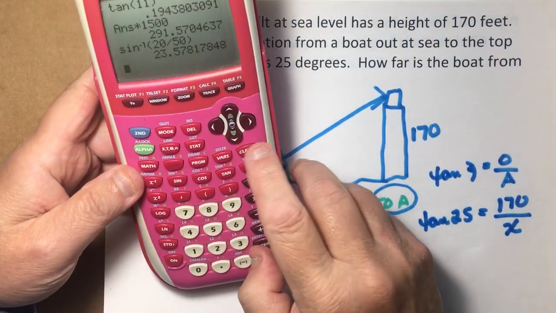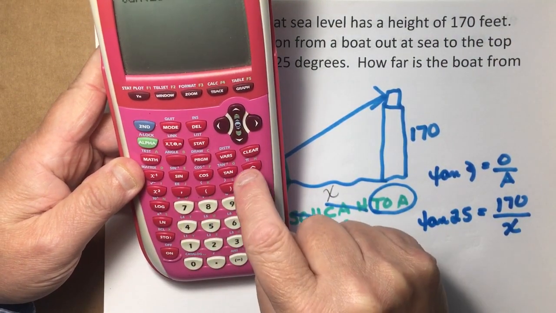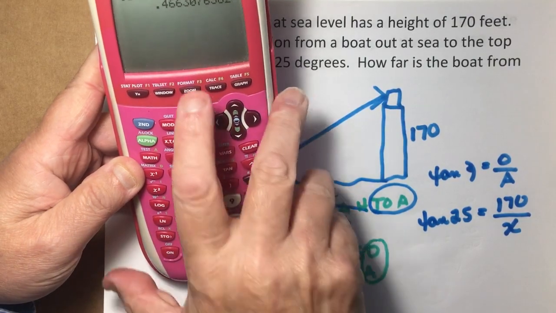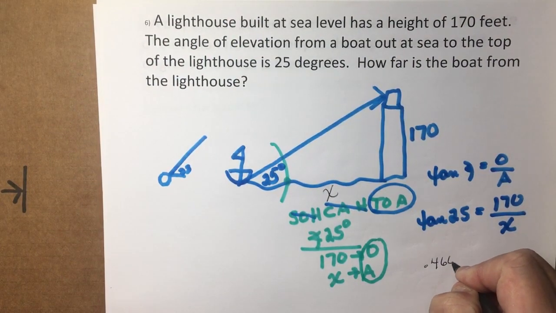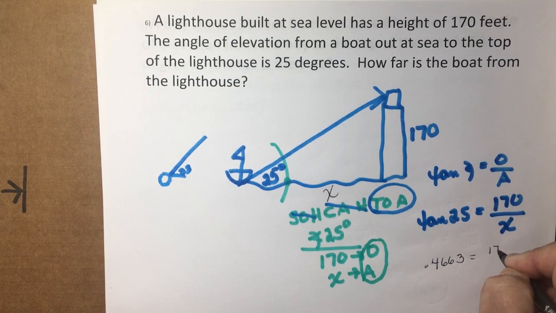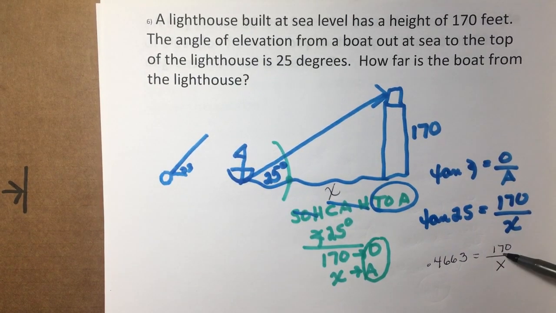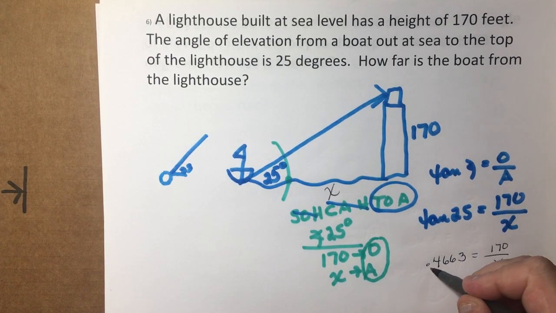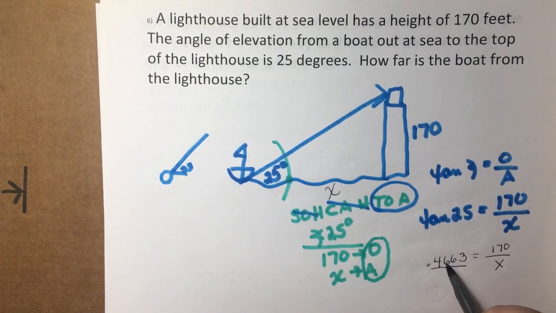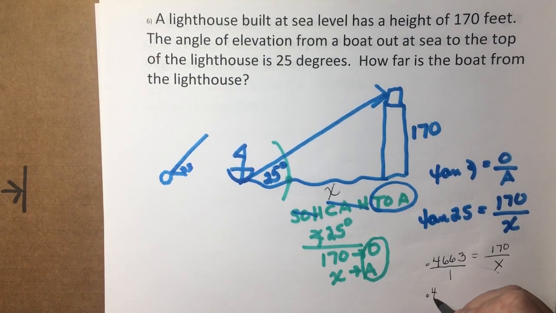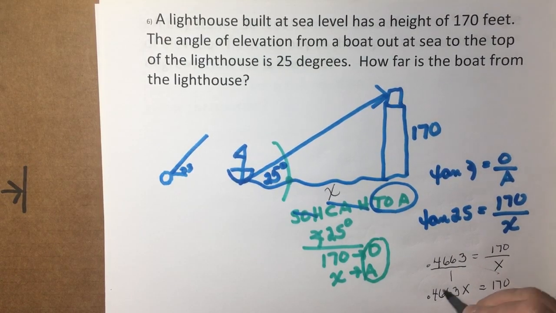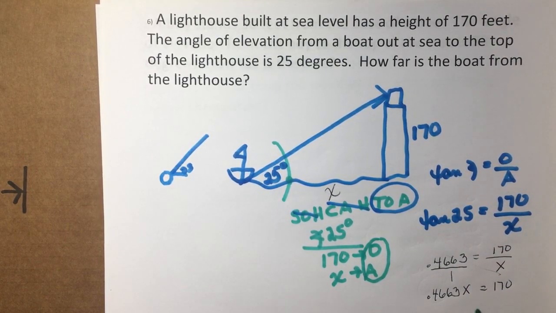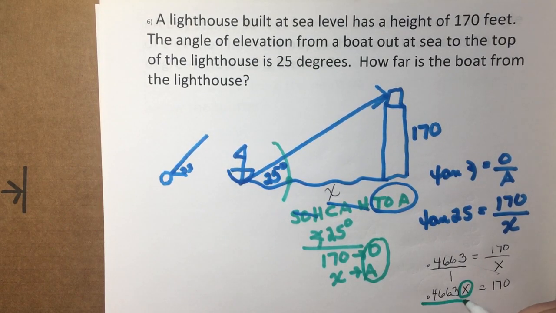Let's go to the calculator and find the tangent of 25. 0.4663 equals 170 over X. We have a fraction equal to something. That's a proportion. We're going to cross multiply. 0.4663X equals 170 times 1. Now we're going to get the X alone. We're going to divide by 0.4663.